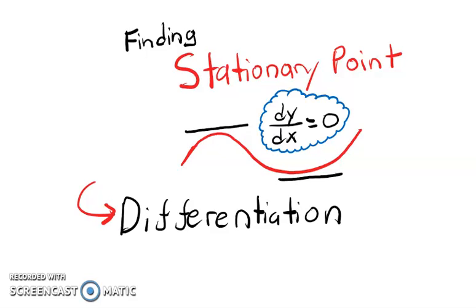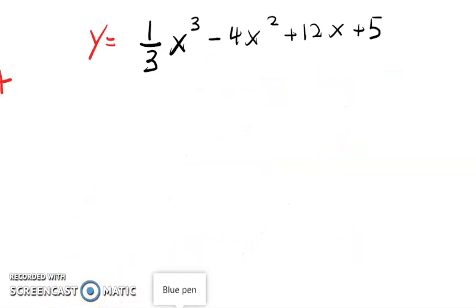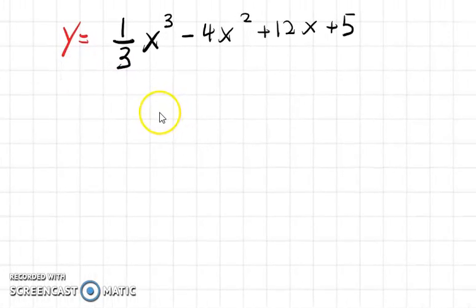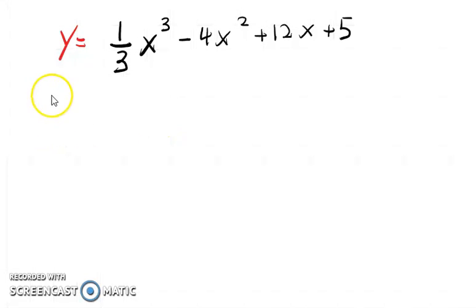Hi there. In this video I'm going to share with you how to find a stationary point by using a differentiation method. For this question we are going to find a stationary point. The first step is we have to find the differentiation of this equation.